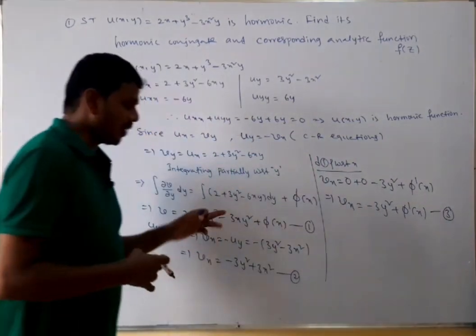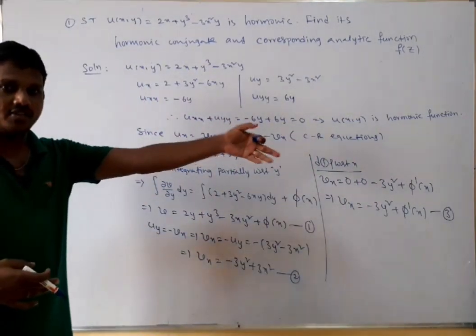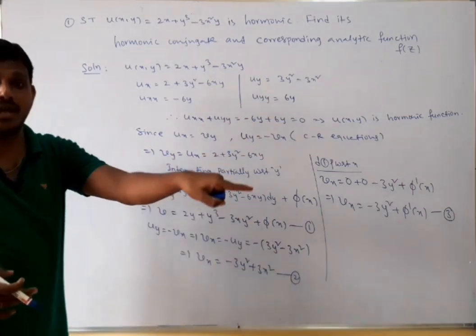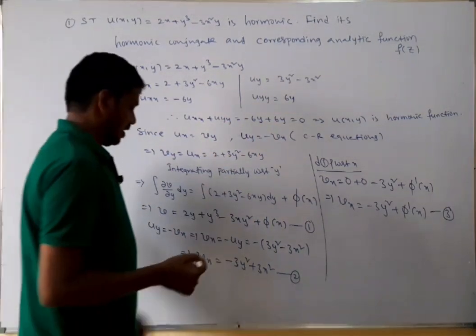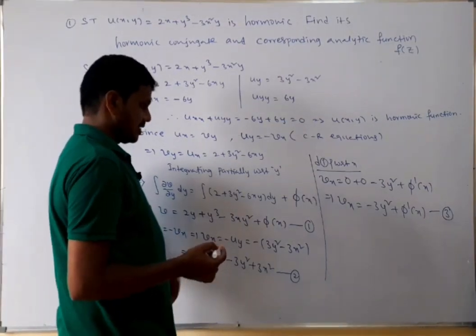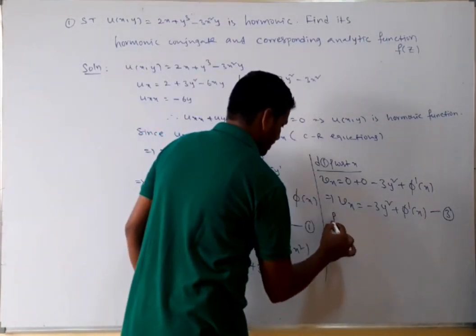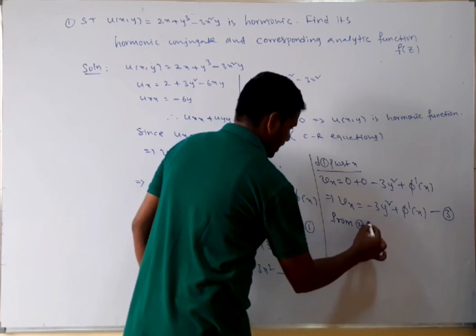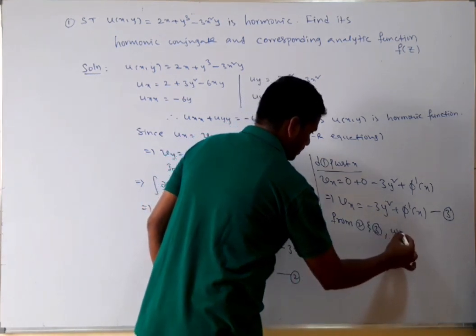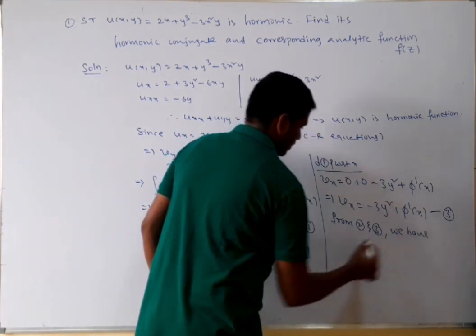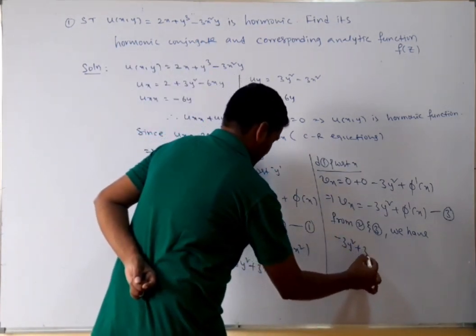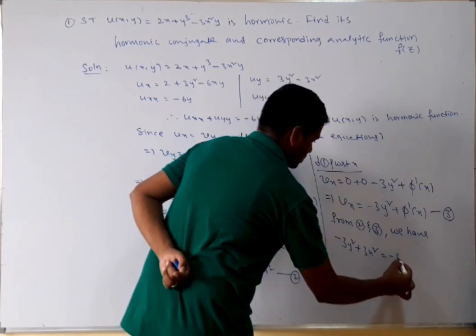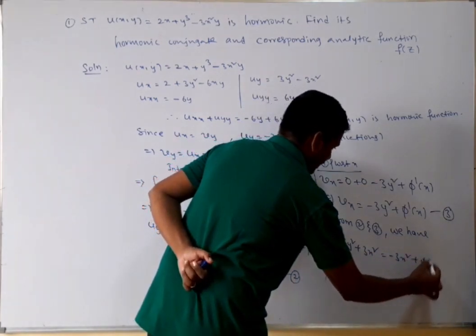When we compare 2 and 3, you may get the phi dash of x, right? If you get the phi dash of x, from that you will get the phi of x. You may substitute it in this equation number 1. Okay, right? From 2 and 3, the LHS are same. Then equate the RHS. That implies from 2 and 3, we have minus 3y square plus 3x square is equal to minus 3x square plus phi dash of x.